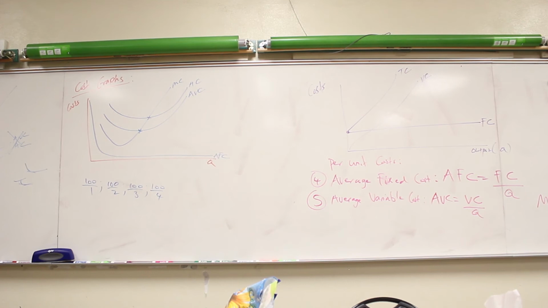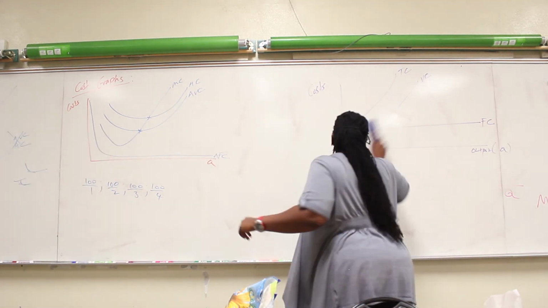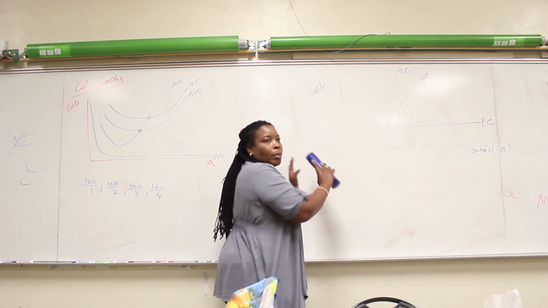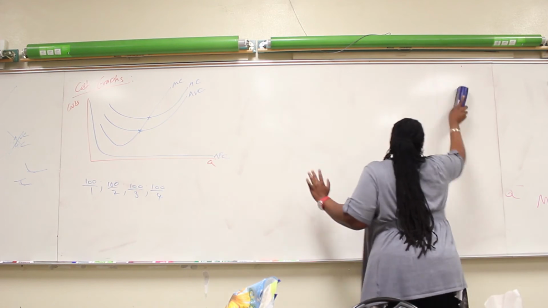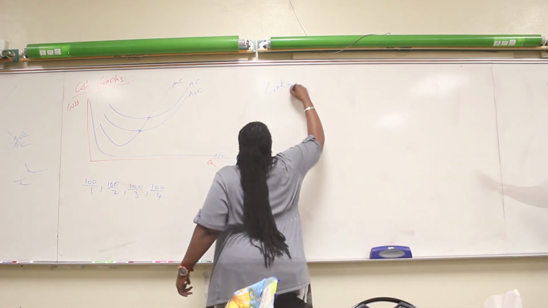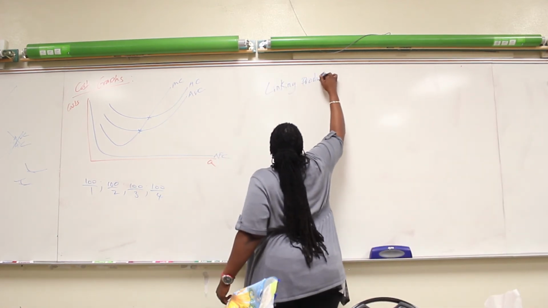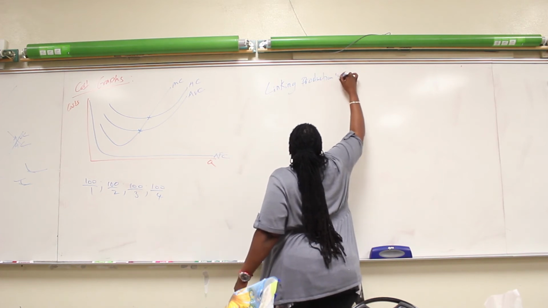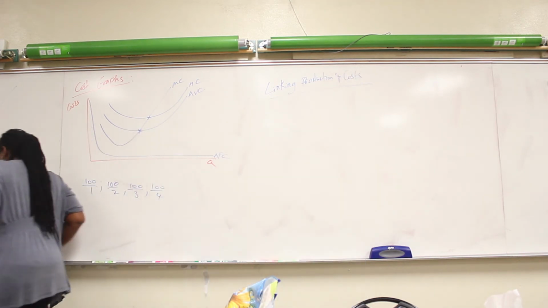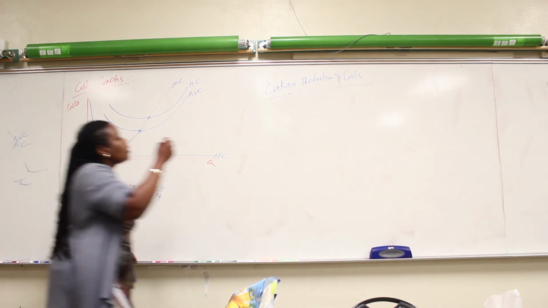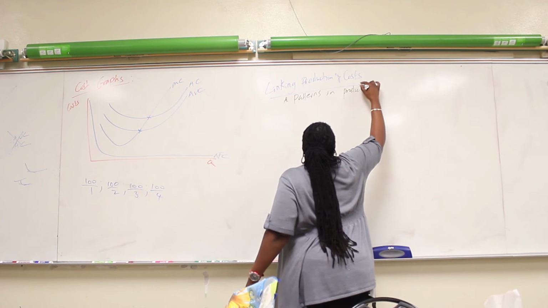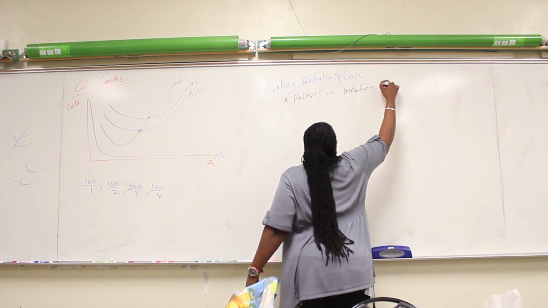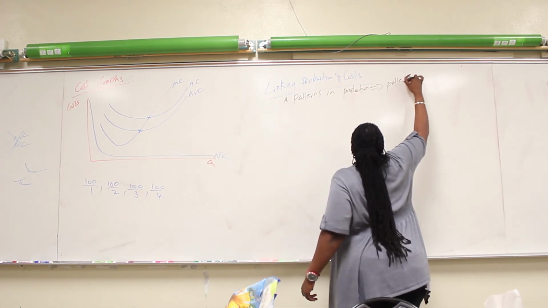Patterns in production, how do they dictate certain patterns in costs? I'll show you. So where are the cost curves coming from? They're coming from your production patterns. So, let me show you what I mean. So, linking production. You want to remember patterns in production will lead to patterns in cost.